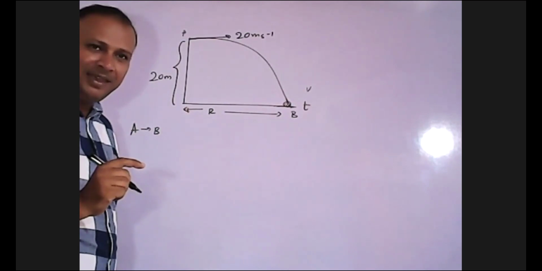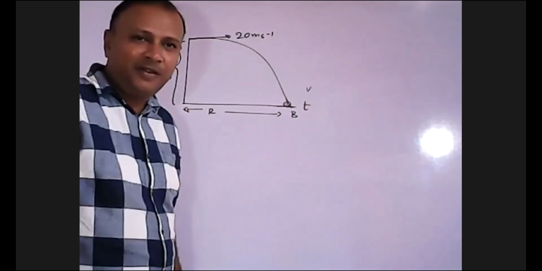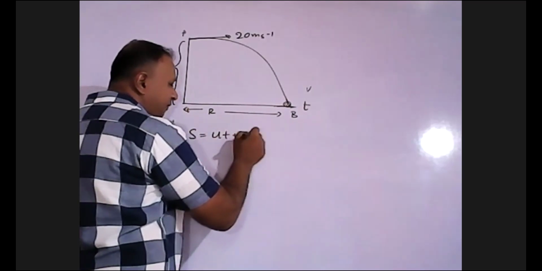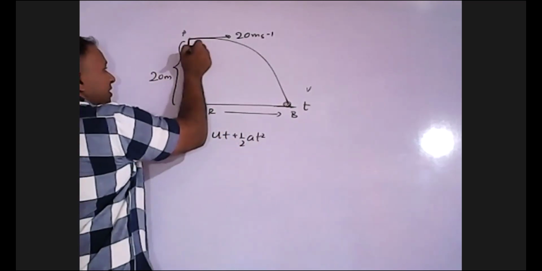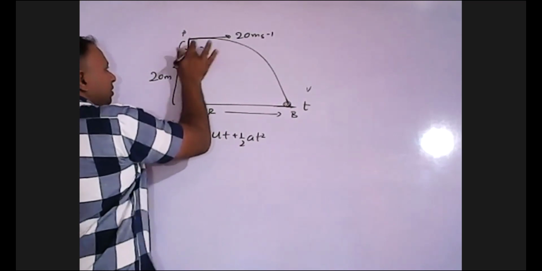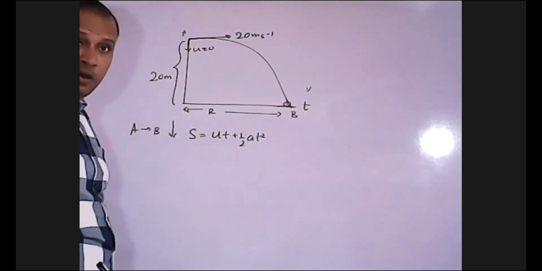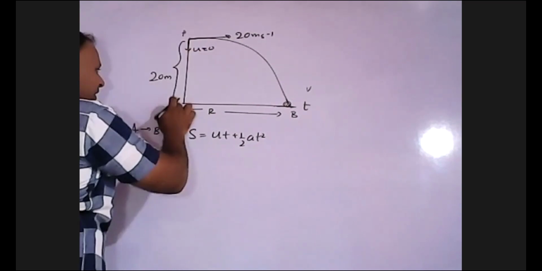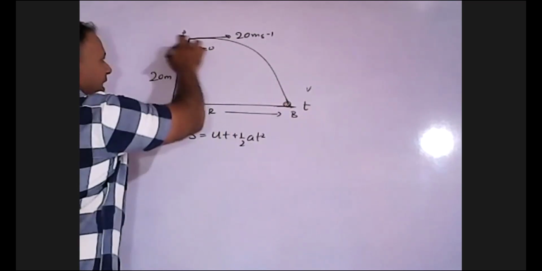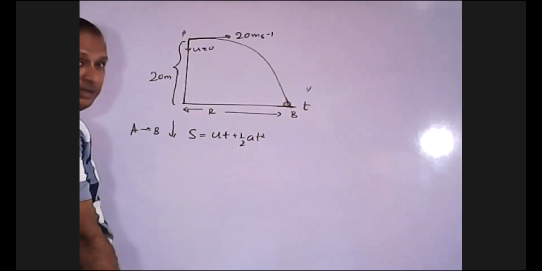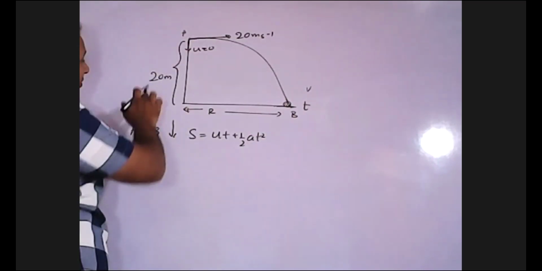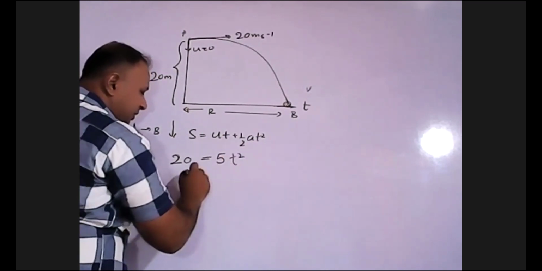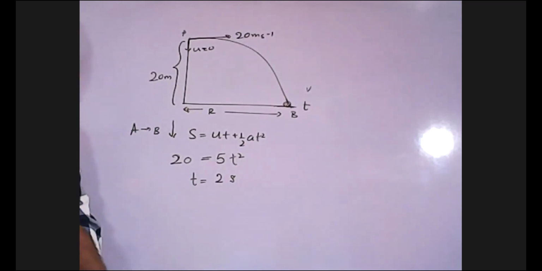Initially, you need to find the time. It is very easy. From A to B in the downward direction, S equals ut plus half at square. The initial vertical velocity is 0, so this part is 0. Therefore, S equals 5t square. S means the vertical displacement, which from A to B is 20 meter. So 20 equals 5t square. Therefore, t is equal to 2 seconds.